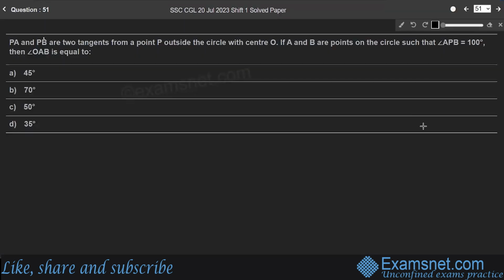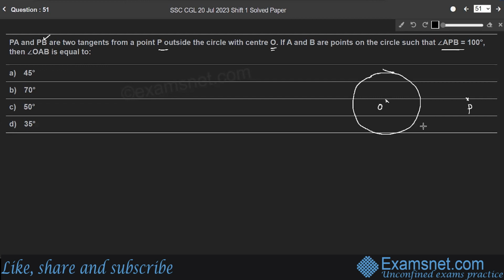Question 51. PA and PB are two tangents from a point P outside the circle with center O. If A and B are points on the circle such that angle APB is 100 degrees, then angle OAB is equal to. So let us consider a circle with center O, and consider a point P outside the circle.